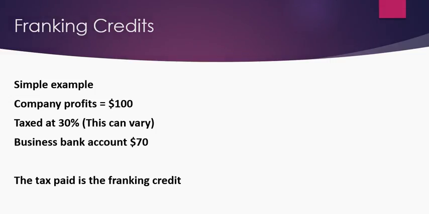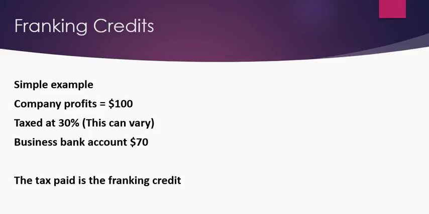Franking credits in Australia. When companies make profits in Australia, these profits are taxed. Now, the tax rate used to be 30% for everybody, but if you're a small business, the tax rate is going down. But let's just keep it simple. Here is my simple example.